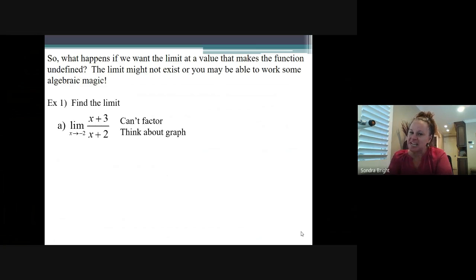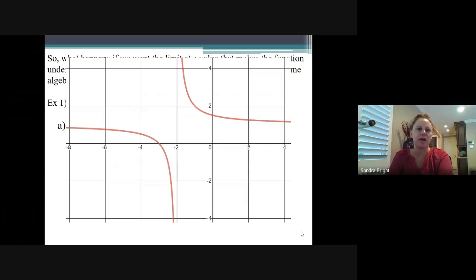You may not be an expert yet, so I added a little Desmos graph. Here's what the graph of x plus 3 over x plus 2 looks like. We've got two branches happening here, and as x approaches -2 we've got a vertical asymptote at x equals -2. Not only that, but as x approaches -2 from the left, your y values go to -infinity. As x approaches -2 from the right, your y values go to positive infinity.